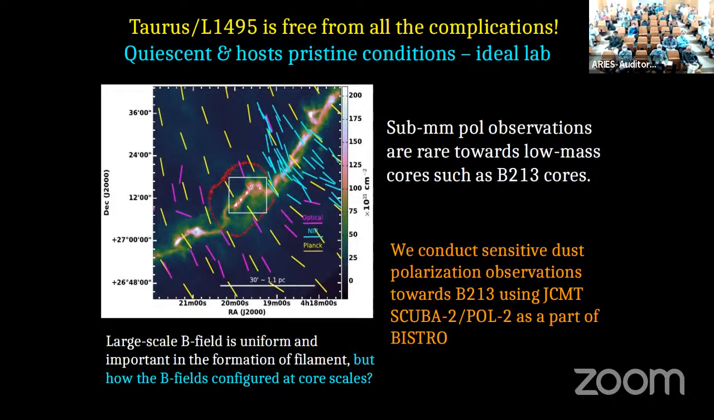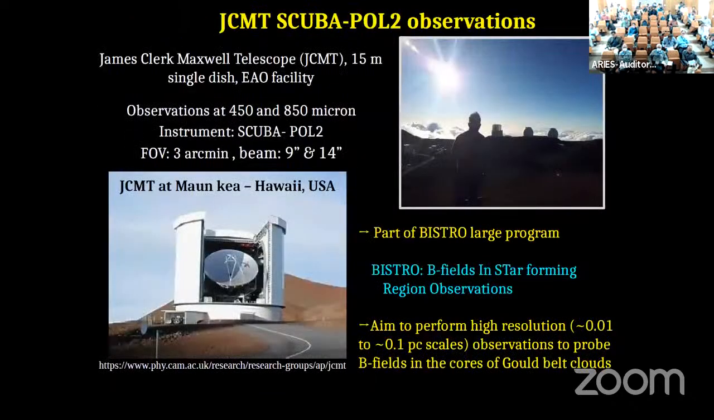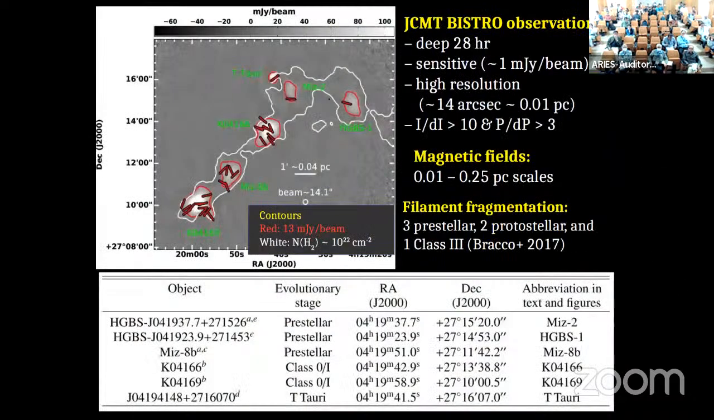We have conducted very sensitive polarization observations with JCMT SCUBA-2, which has improvements over the previous instruments. These observations are part of the B-fields In STar-forming Region Observations, the BISTRO program. And these are the main results.